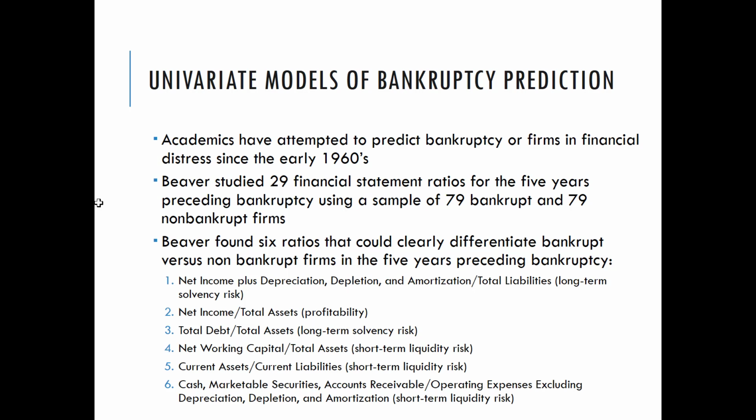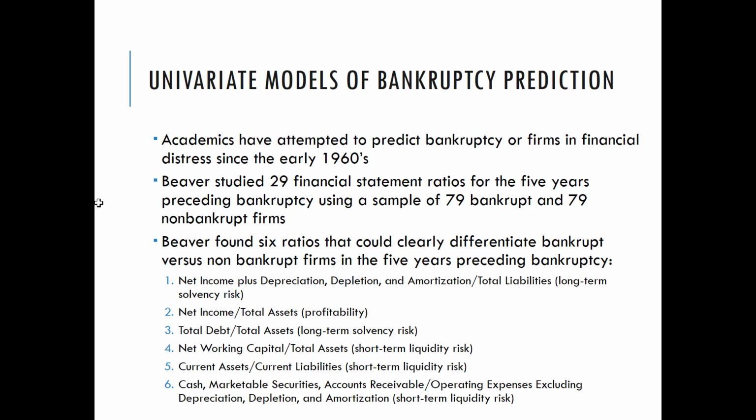We have current assets divided by current liabilities, which is more to do with liquidity. But the idea is that Beaver identified 6 particular ratios where we can definitely see a difference between bankrupt and non-bankrupt firms. The only downside, and one of the major limitations of this kind of approach, is that we don't know how important each ratio is in relation to another. So we don't know whether profitability is more important than long-term solvency risk. We just know that both of them tend to differ between bankrupt and non-bankrupt firms.